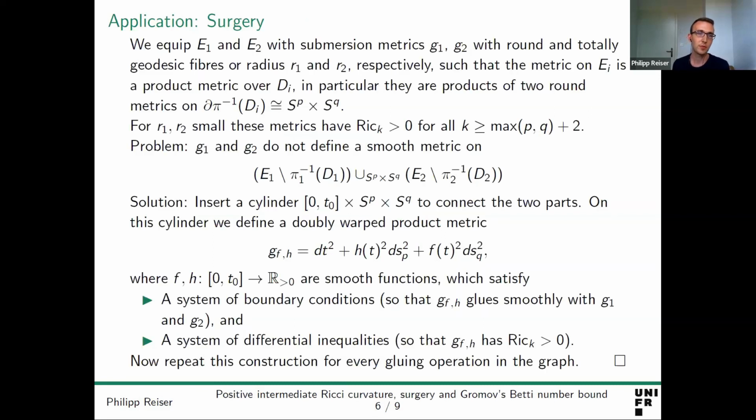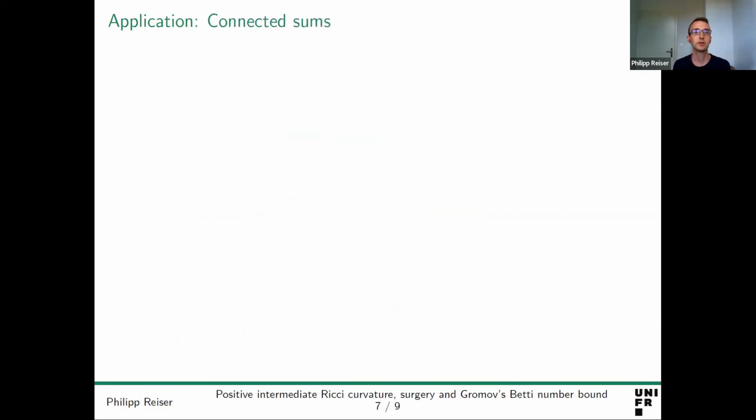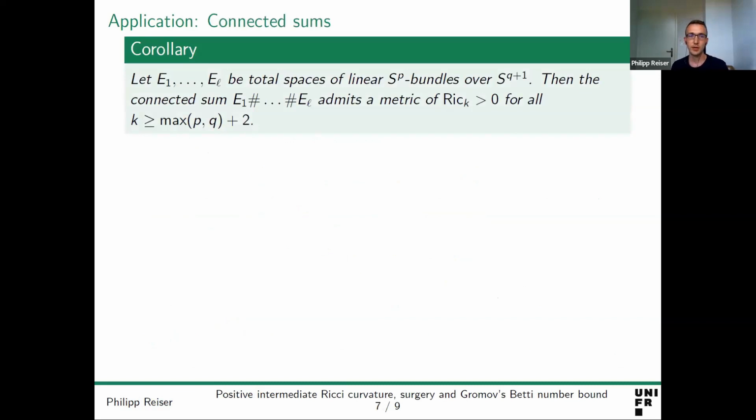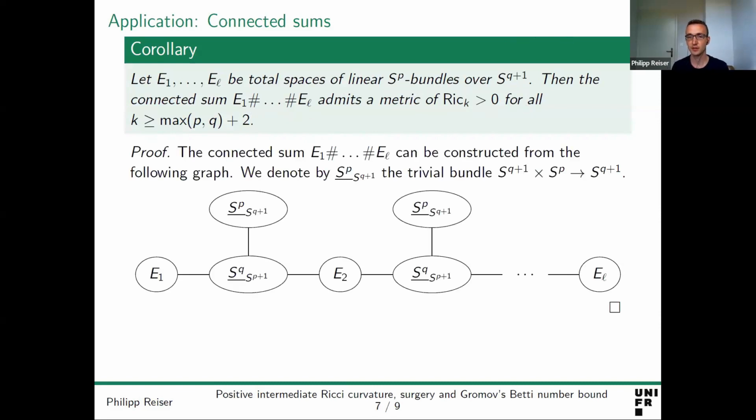Okay, so one application of this gluing operation is the following. We can construct connected sums in this way. Namely, if we have a finite number of linear S^P bundles over S^(Q+1), then the connected sum admits a metric of positive Ricci K, where K satisfies this lower bound from before. And the proof is by defining a suitable graph. Namely, one can show that if we take this graph, so here we take all these bundles, and in between we insert a piece like this, where we have here the trivial S^Q bundle over S^(P+1), and here the trivial S^P bundle over S^(Q+1). Then one can show that the space we obtain is simply the connected sum of these bundles.